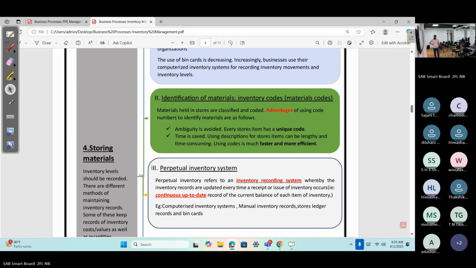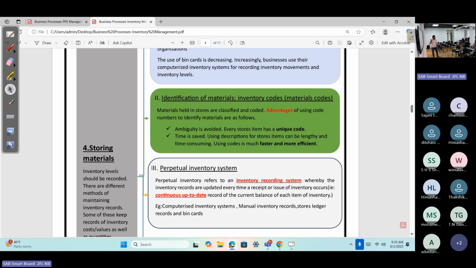Okay. Materials held in stores are classified and coded. The advantages of using code numbers to identify materials are as follows. Ambiguity is avoided; every store's item has a unique code. Time is saved; if you have a code, you can easily identify the item. Using descriptions for stores items can be lengthy and time consuming. Using codes is much faster and more efficient.